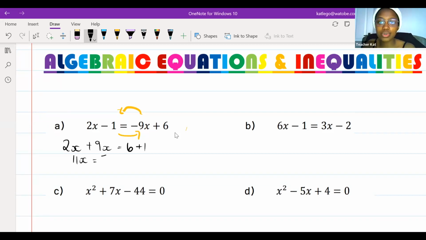Now what? Who knows what we do from here on? We have added our like terms. And now we want to get rid of that coefficient. Yes, we divide by the coefficient to get rid of it. So we divide both sides by 11. And therefore, x is equal to 7 over 11. Okay, looks like we remember this. This is just touch-ups to see if you guys remember this.